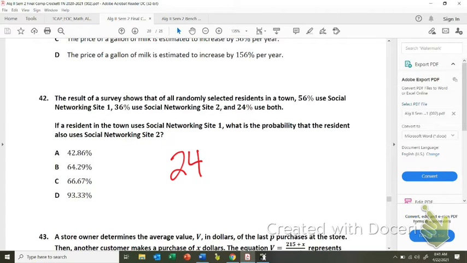What is the percentage that they're only using social networking site 1? What's it say? Read. Social networking site 1. What percentage? 56. Why am I dividing?